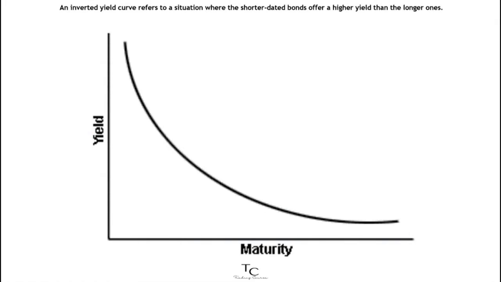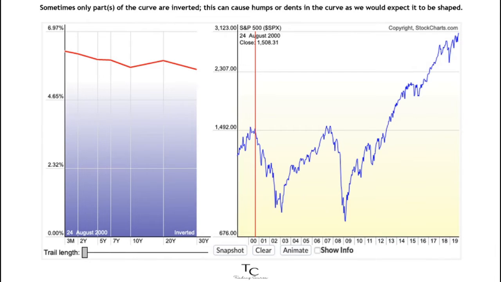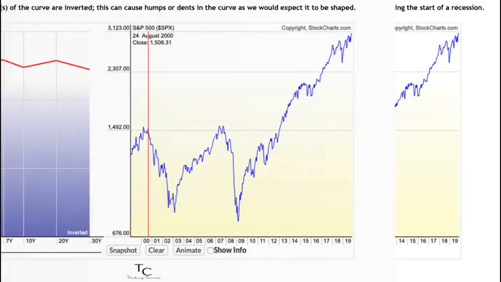An inverted yield curve refers to a situation where the shorter-dated bonds offer a higher yield than the longer ones. Despite the name, an inverted yield curve does not have to be completely inverted. Sometimes only parts of the curve are inverted. This can cause humps or dents in the curve as we would expect it to be shaped.